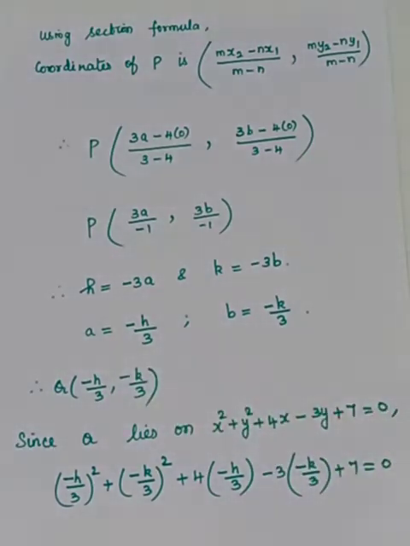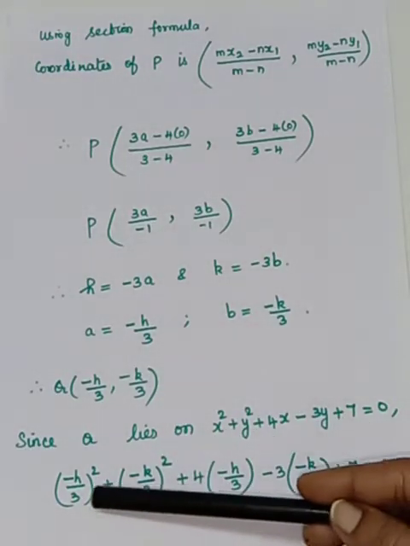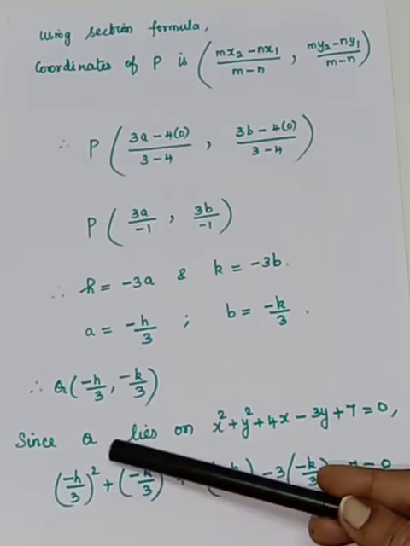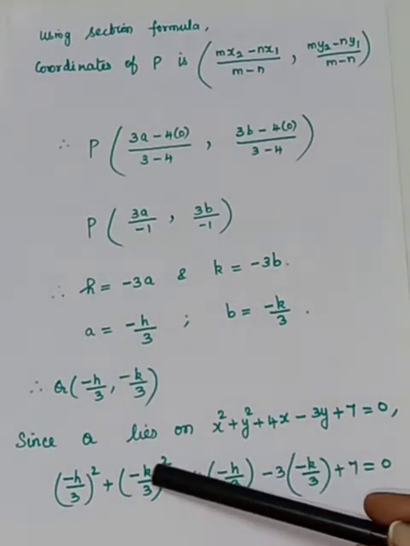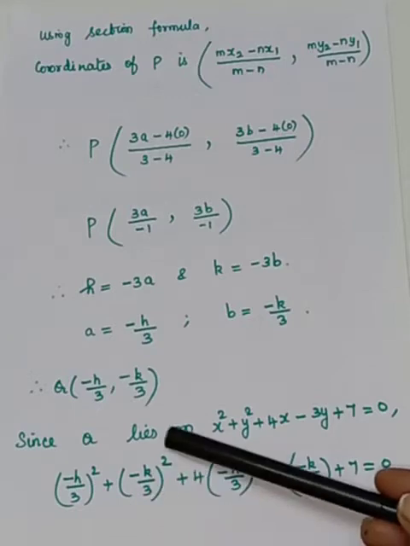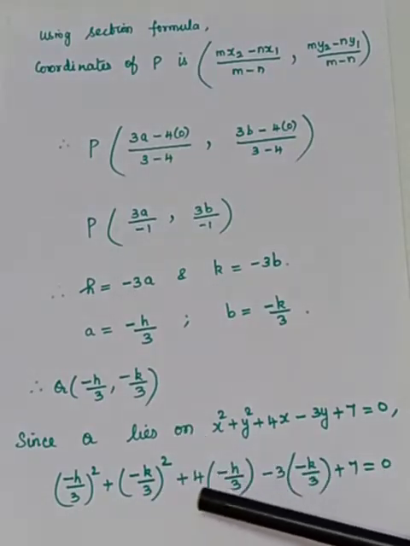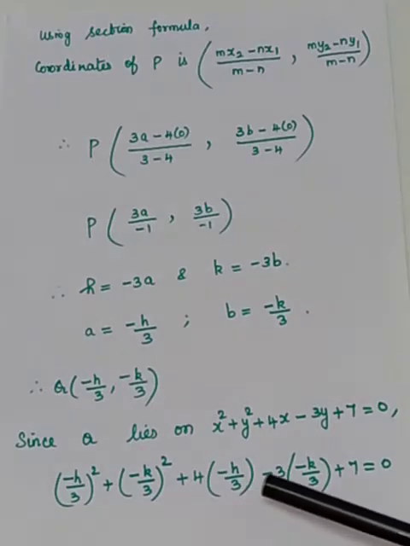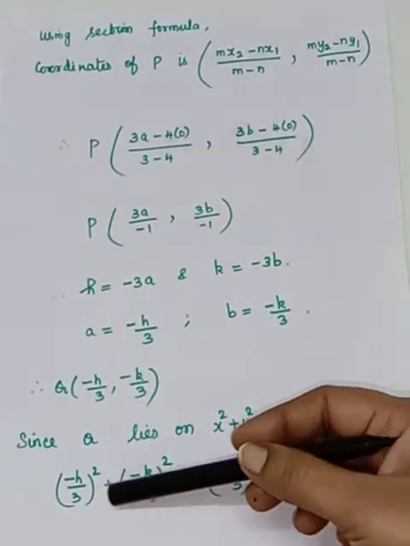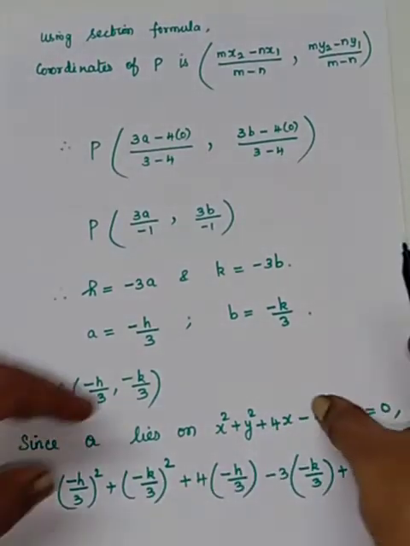Where this Q, it is given that Q lies on this equation: x squared plus y squared plus 4x minus 3y plus 7 is equal to 0. So it lies on this equation, means this point has to satisfy the equation. In the place of x, you have to substitute minus h by 3 the whole square. In the place of y, you substitute minus k by 3, so it is minus k by 3 the whole square, plus 4 into minus h by 3, minus 3 into minus k by 3, plus 7 is equal to 0. If you simplify, minus h by 3 the whole square, what has to come?